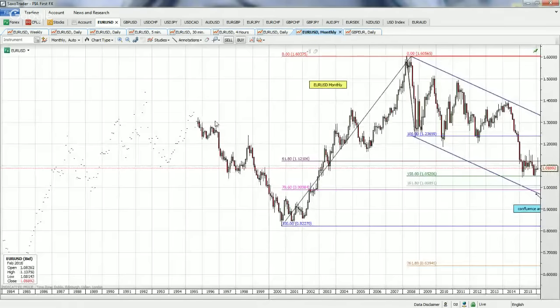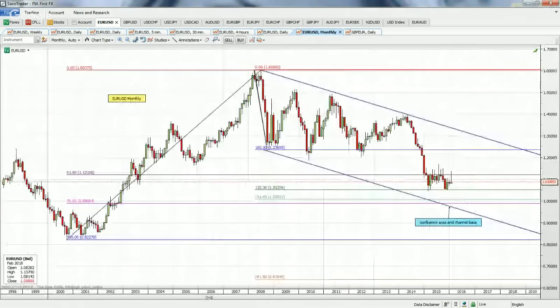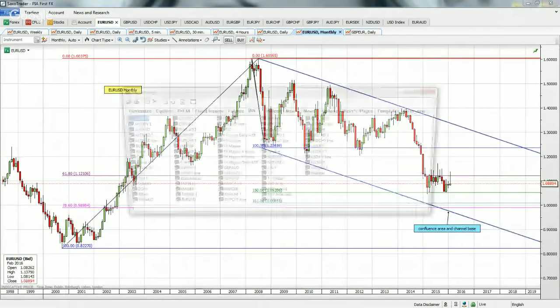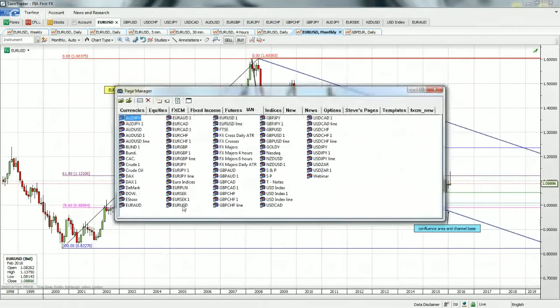So we're going to look again at the big picture first. Okay, and euro dollar. I'm just going to get my other charts up down on my other screen. Move that across.